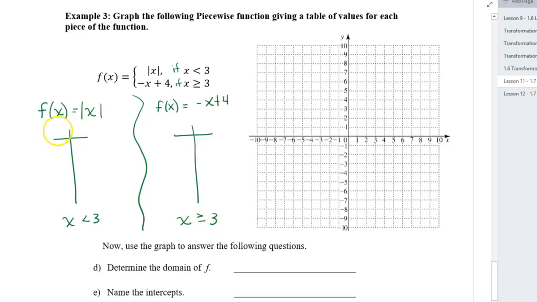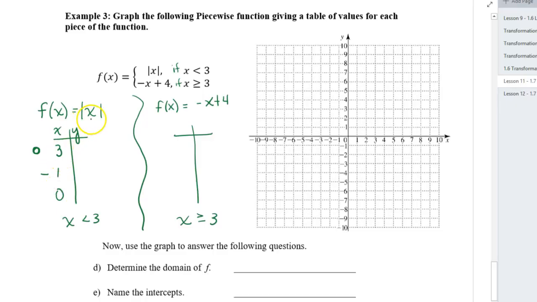The one exception for the table on the left is that since 3 is a boundary number, it has to go in the table. That's just where we'll graph the open circle. Now, I've said in class I would like at least two other values. Those two other values have to be less than 3. So I'm going to pick a negative number and 0.